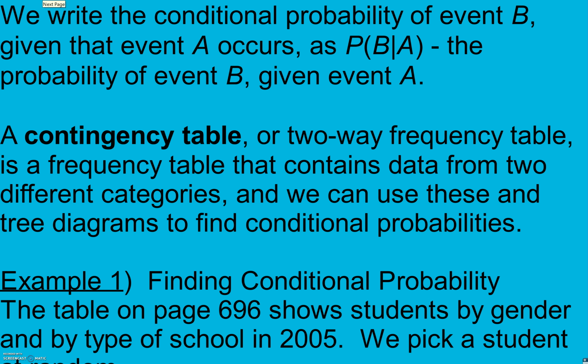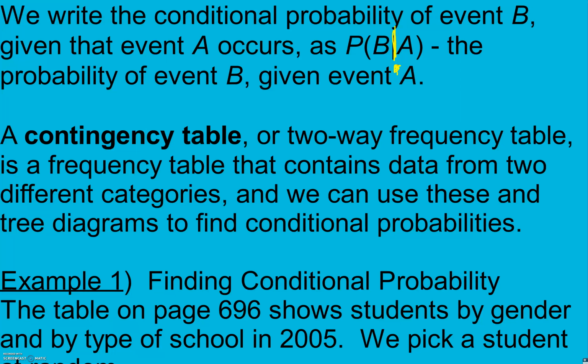We write the conditional probability of event B given that event A occurs as P(B|A). We use this "such that" line that we've talked about before, depending on which notation we were using. When we used interval notation, we had to use that line, and we say the probability of event B given event A. So this line right here, we say given event A.